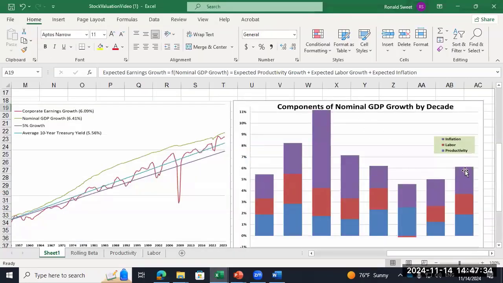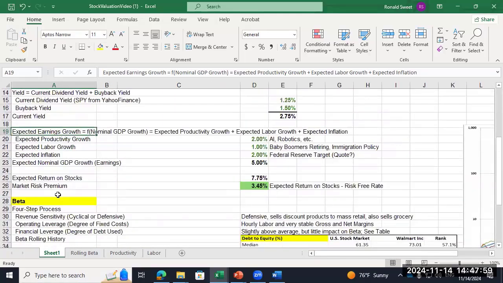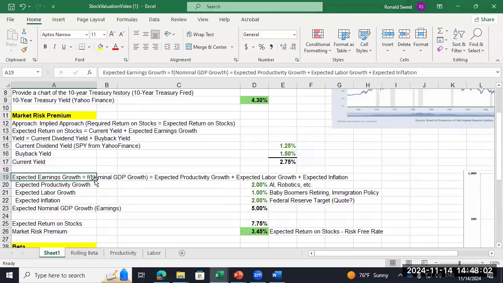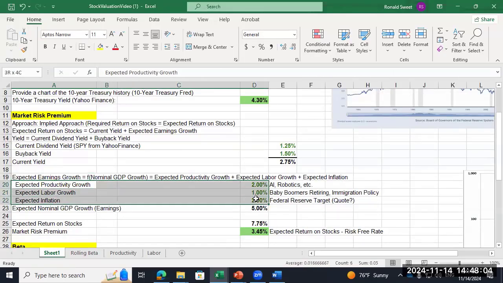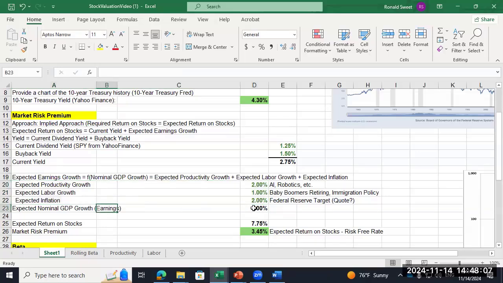But this shows you the same information, but it breaks it up into components. So you can see productivity is generally raised between 2 and 3%. It was only 1% this last decade. Labor growth has been about 1% or so with a really bad decade. And then inflation is just all over the place. So when you're looking at expected growth in our economy, these are my numbers. You can use your own numbers, but again, your final numbers should probably be between 4 and 6%.